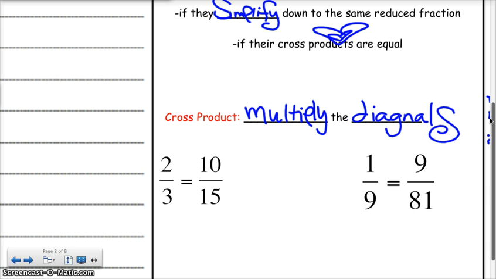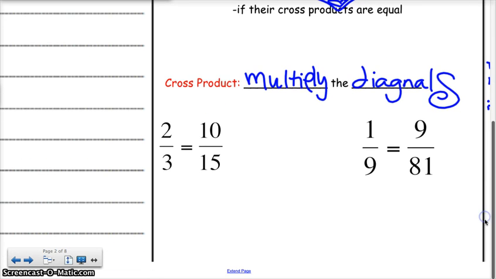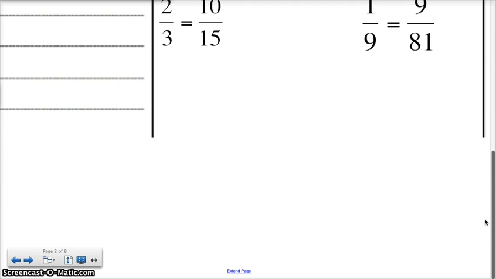This is the only way I'm going to show you. I'm always going to show you the cross product way because I need to make sure that you know how to set them up. You can do some of these mentally, but you need a strong foundation for setting up cross products to be ready for some of the higher, more rigorous proportions we're going to solve.